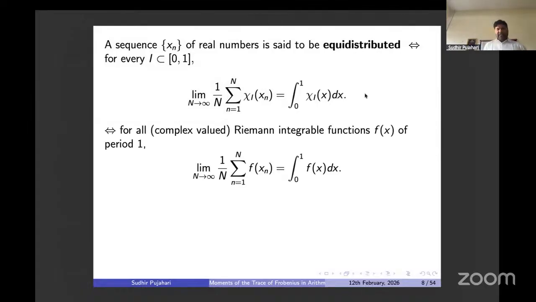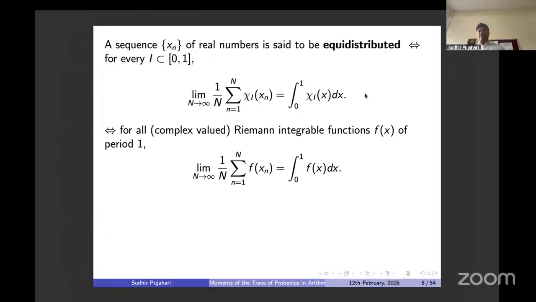Once we rewrite, the benefit of this is that the whole of basic calculus is at our disposal. Once we rephrase the definition, because earlier, if you wanted to show something is equidistributed, you had to count how many x_n are in that interval. But that's an extremely hard thing, we all know based on our experience.